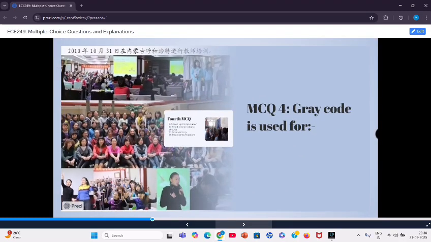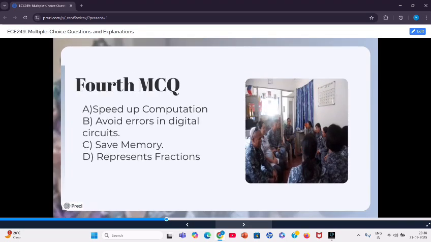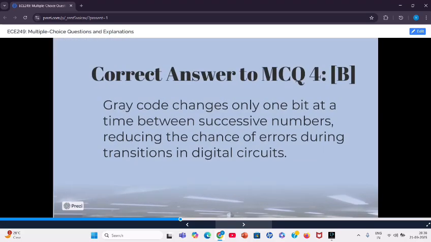Moving on to the fourth question. Gray code is used for option A, speed up computation, option B, avoid errors in digital circuits, option C, save memory, option D, represents fractions. So the correct answer is option B. Gray code changes only one bit at a time between successive numbers, reducing the chance of errors during transitions in digital circuits.